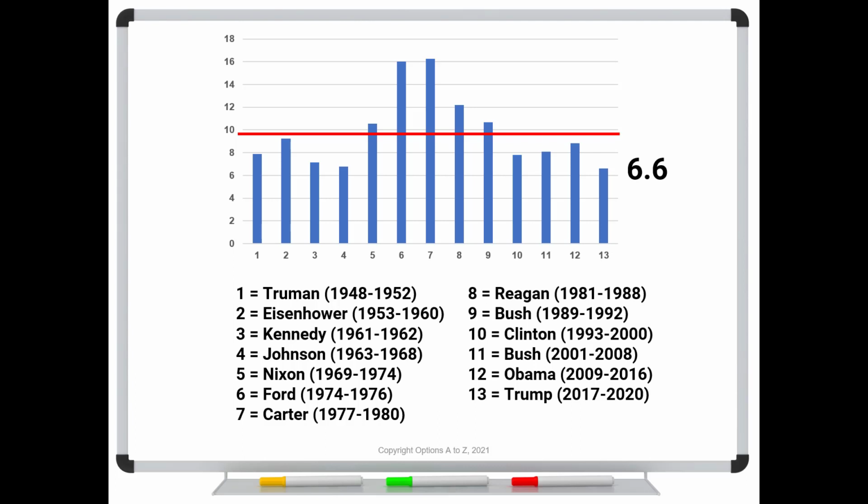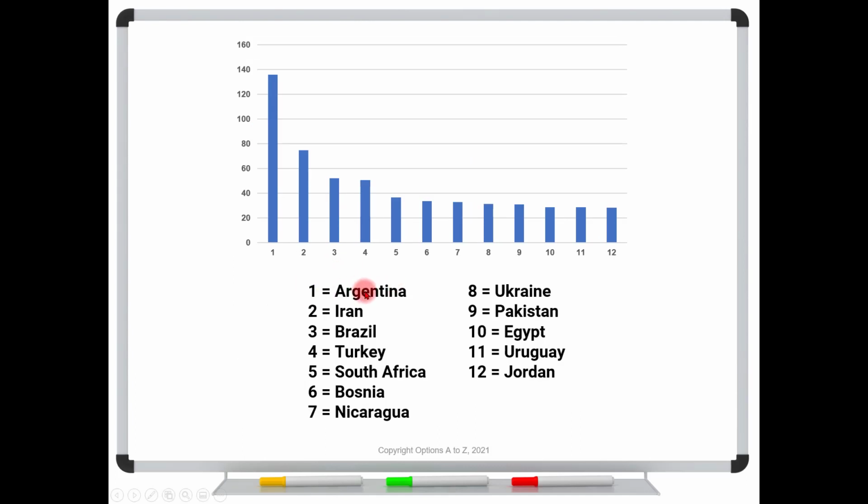Where it gets really interesting is when you start comparing countries. Take a look at this. Number one on the list, Argentina at 136.1. Then they kind of slowly taper off, but still pretty high, all of them at least above 25. All of these look bad compared to the US, with a longer-term average at about 10 down here.